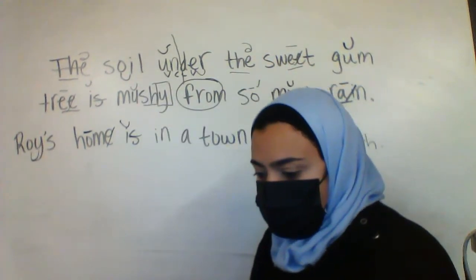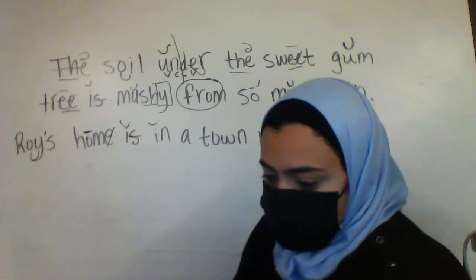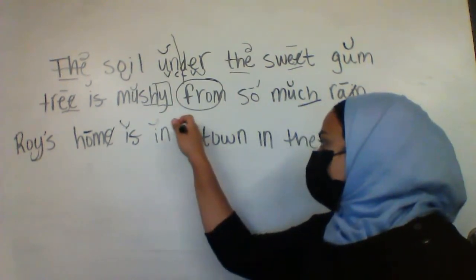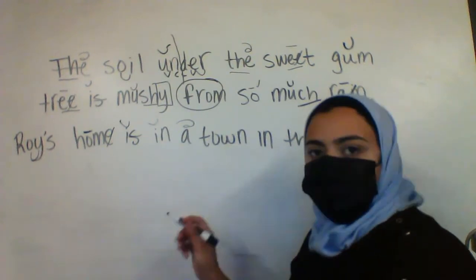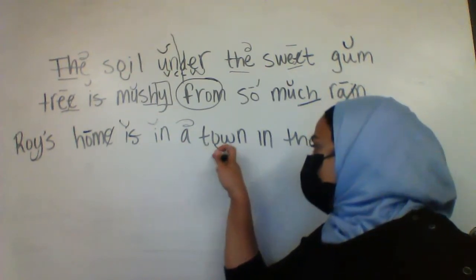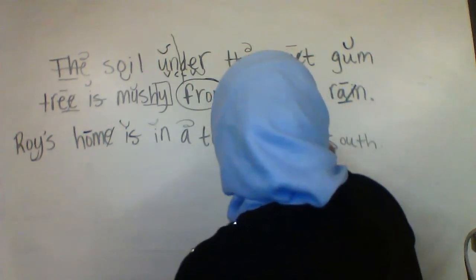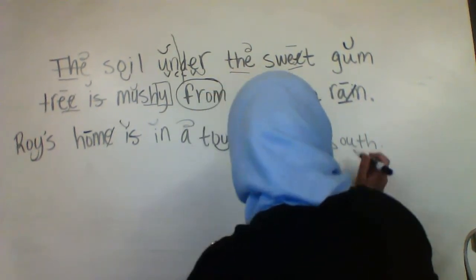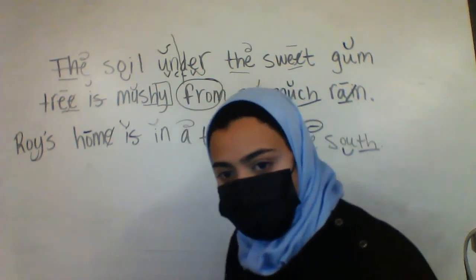In, JC. Excellent. Brenaya. What is that called? A schwa. Excellent job. Leia. Town. Very good. N is too easy. The, we've already done. And the last one is South. Dominic. Very good. All right, we're going to read this together on three.